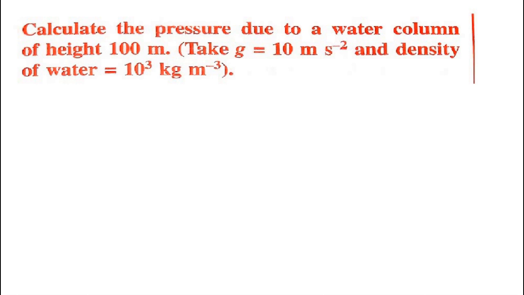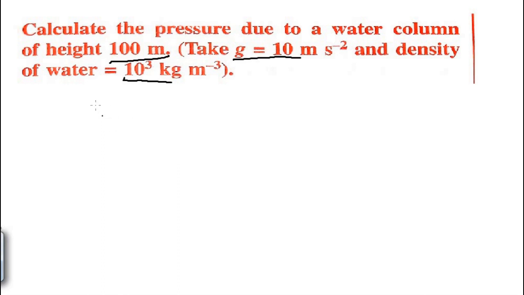Now this is our next numerical. Calculate the pressure due to water column of height 100 meter. So the height of water column is given in the question, that is the value of h is given in the question, right? And the value of g is also told. We have to take 10 meter per second square, and the density of water is 1000 kg per meter cube.